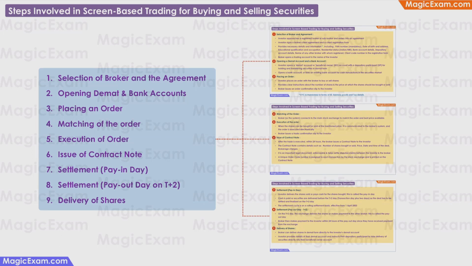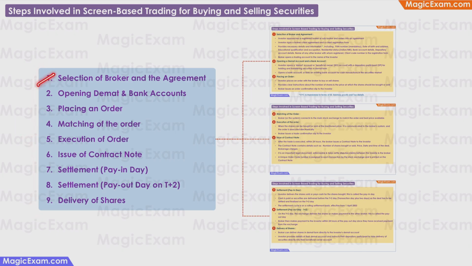The textbook next talks about the steps involved in using screen-based trading for buying and selling securities. There are 10 steps listed in the textbook, but that is because one of the steps has been divided into two, causing a little confusion. To understand the process better, you just need to remember these 9 steps.